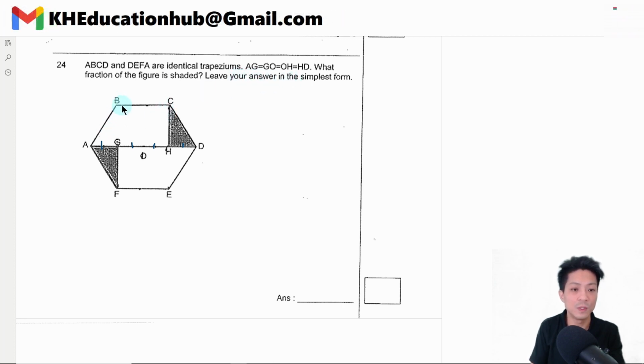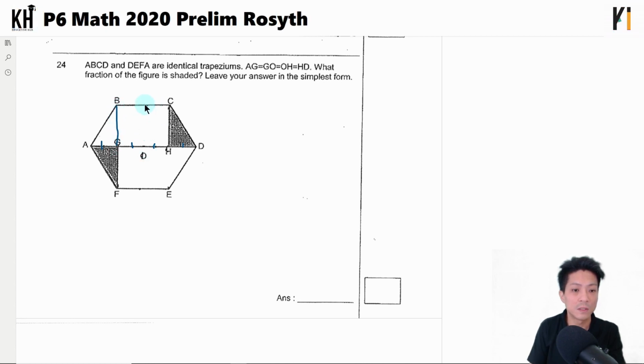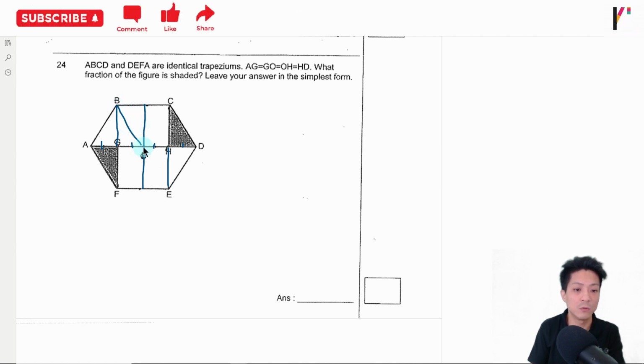Okay, so what you need to do is cut it into equal shapes. So first I'm going to draw this line. I'm going to draw a line through the center, through the O, and I'm going to draw another line here. And then after that I'm going to cut it up into identical triangles.